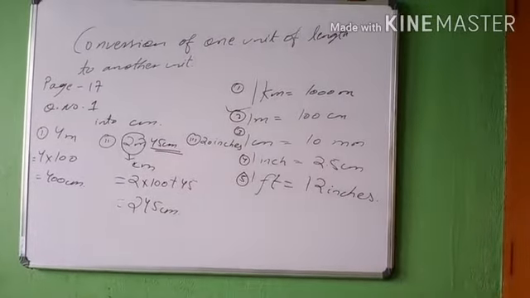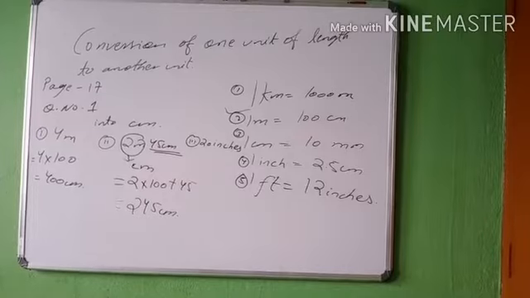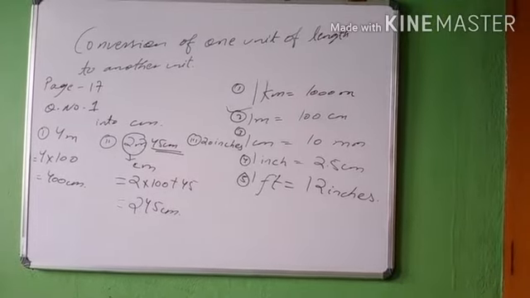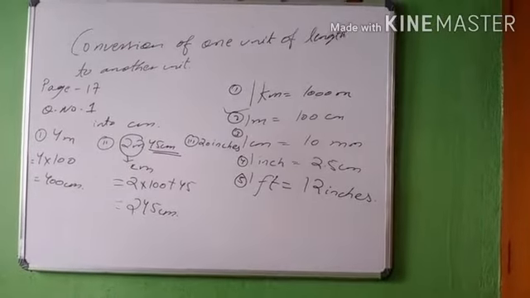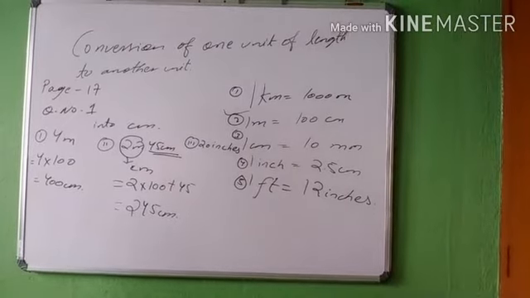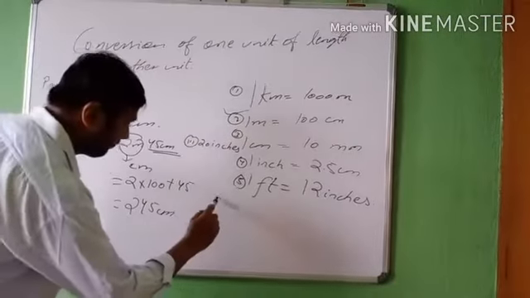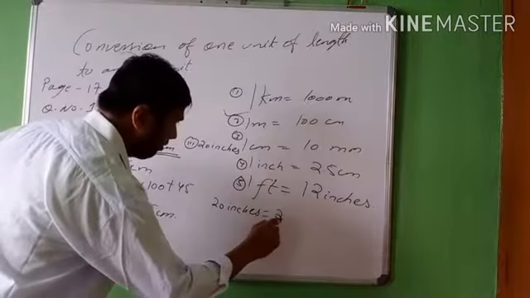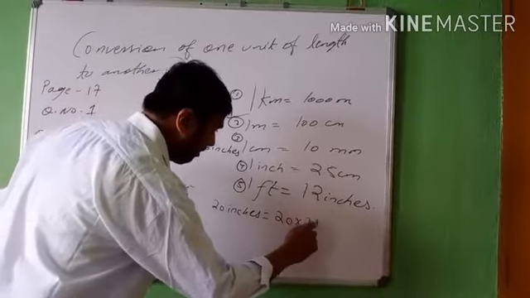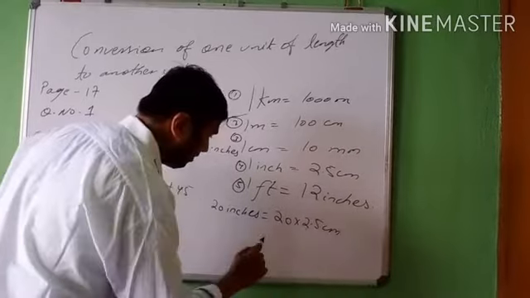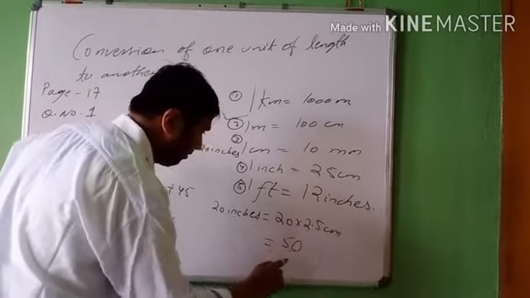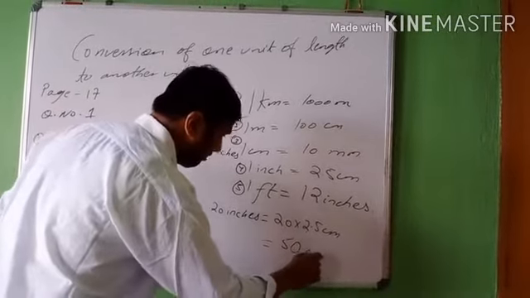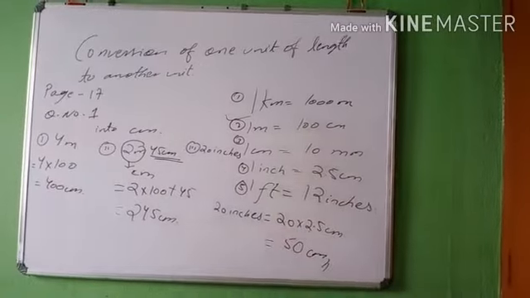Last one, inches. I have to convert. Here on the board you can see 1 inch equals 2.5 centimeter, which means for 20 inches I will multiply by 2.5. So 20 inches equals 20 into 2.5 centimeter. So this will be 50 centimeter. Here's how we do the conversion.